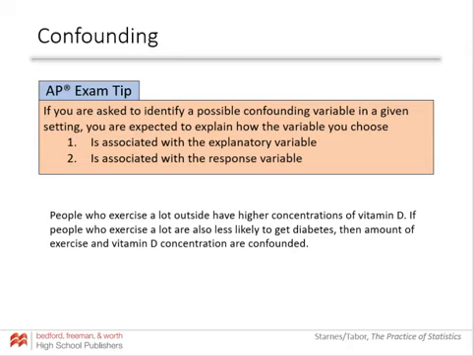Okay, how is that confounding variable? So in this case, let's say like exercise, right? Exercise was one of the things that was also different. How is exercise associated with the explanatory variable of vitamin D, and how is exercise associated with the response variable of having diabetes? Okay, so people who exercise outside a lot have higher concentrations of vitamin D. All right, and then if we say that people who exercise a lot are also less likely to get diabetes, then exercise and vitamin D are confounded. We don't know which one is actually affecting whether or not people have diabetes, or if it's both of them.